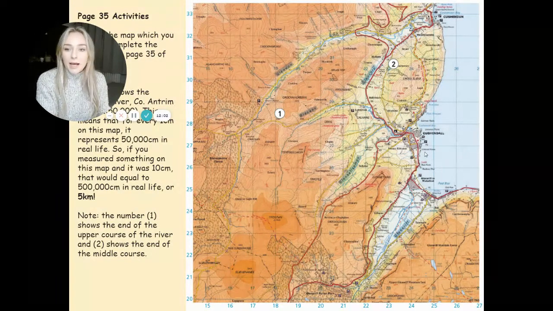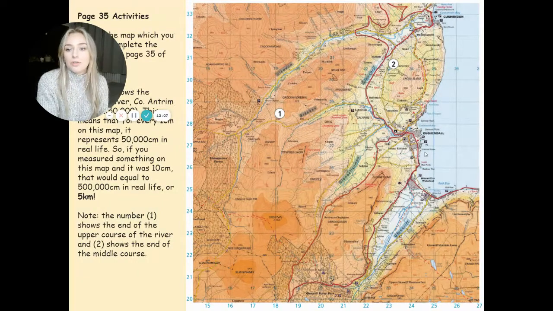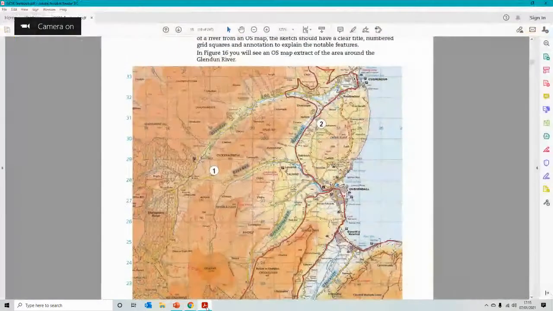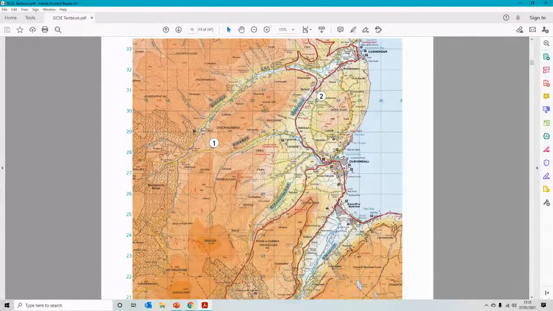So if it were me, I would say you can see in Cushendall that there is a tourist information. This can be found in grid square 2327. Could you have done that? Now, the only thing is that's a 4-figure grid reference. The question asks for a 6-figure grid reference. So I'm going to show you this slightly different on this version.